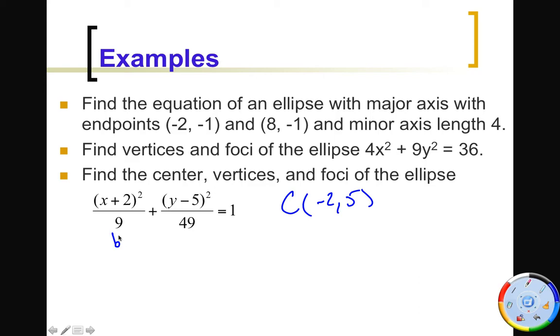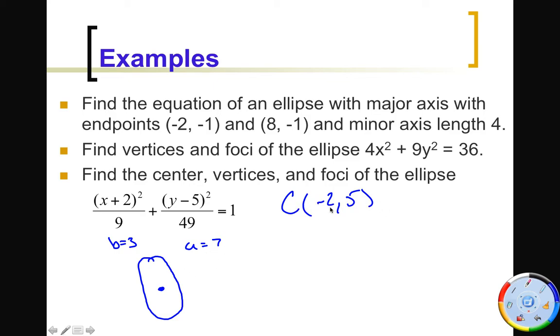Well, 9 is the smaller number, which means 9 is actually the b squared, and 49 is the a squared. A is actually 7, and b is 3, right? Because 49 is a squared. Which means, because the bigger number is under the y, that it's tall and skinny. So we go along doing this.